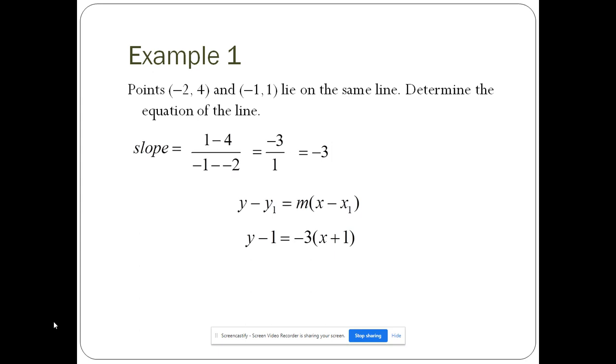Now you could leave your equation just like this. That would be perfectly fine. If you were asked to write it in slope-intercept form, or if you're more used to it in slope-intercept form, or you might be asked to graph it, it might be easier to work with in slope-intercept form. So to get this into slope-intercept form, all we need to do is distribute that -3 and then add the 1 over to the other side. And that would be y equals -3x minus 2. And that would be our equation in slope-intercept form.